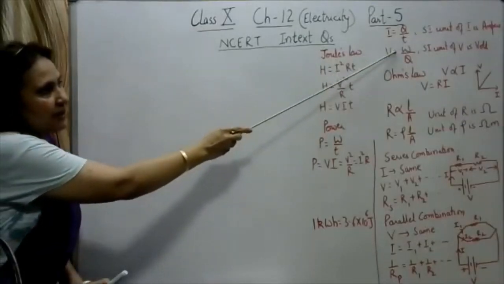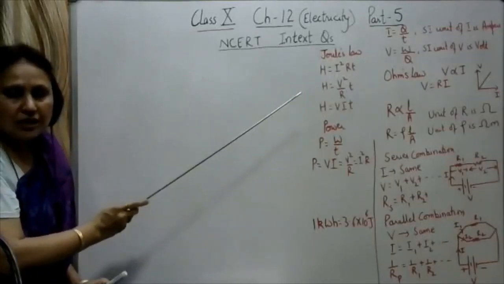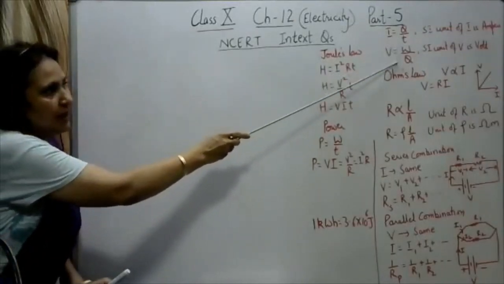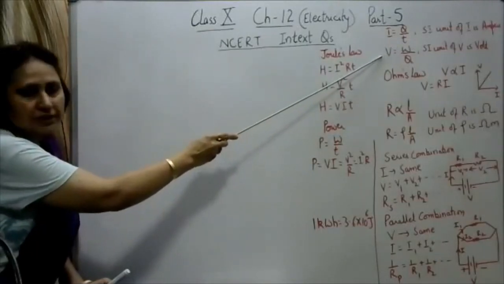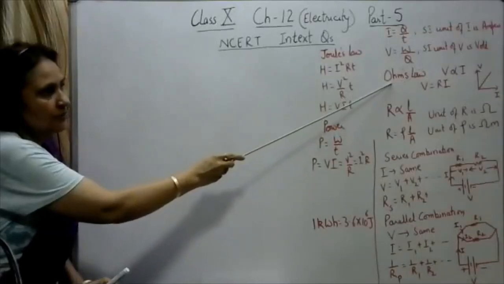Potential difference is defined as work done per unit charge. In order to move a unit charge from one point to the other in an electrical circuit, the work done per unit charge is called as the potential difference. And the SI unit of potential difference is volts.